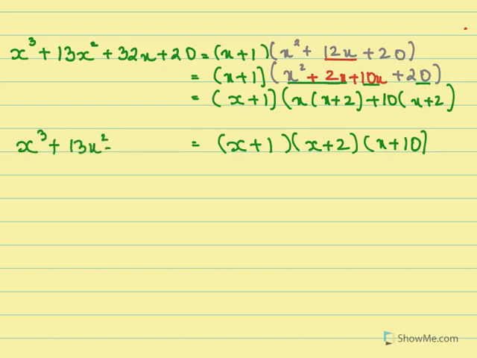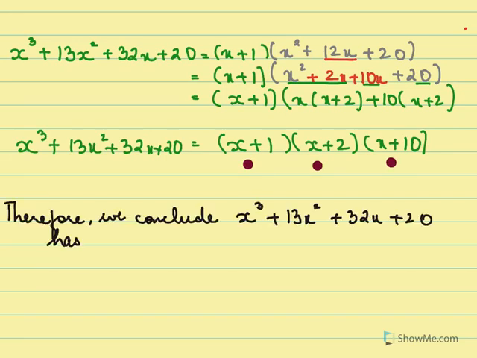So we can say x cube plus 13x square plus 32x plus 20 is equal to x plus 1, x plus 2, x plus 10. So we can conclude that this polynomial has x plus 1, x plus 2 and x plus 10 as factors.